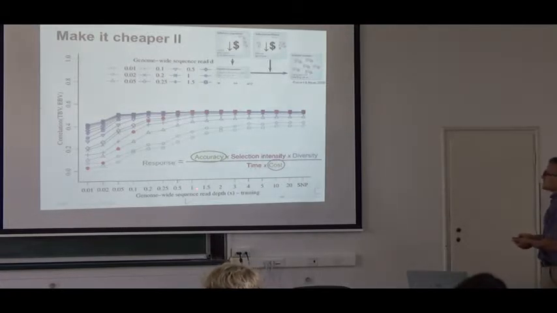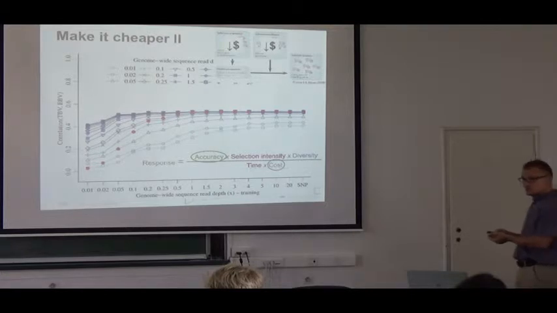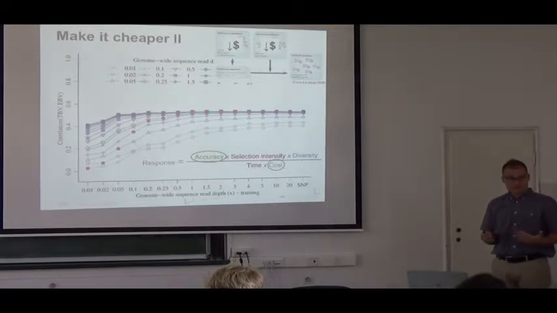Okay, let's focus on 1x. If I do 1x in training and very high coverage in prediction, I'm essentially going to get the maximum prediction accuracy I can get. If I do 1x in training and I also do 1x in prediction, I get substantial loss in prediction accuracy. So it seems that coverage on the prediction individuals really matters.